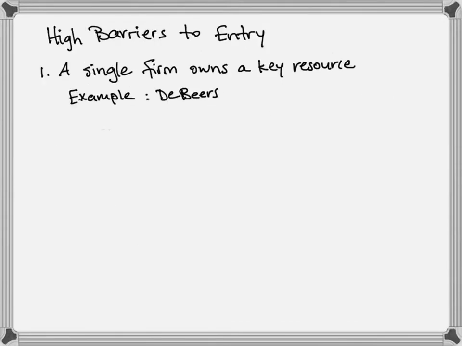Why are there high barriers to entry in monopolistic markets? One reason would be owning a key resource. In some markets, a single firm can own a key resource, as in the diamond market. De Beers owned the key diamond mines in the 20th century and acted as a monopoly.